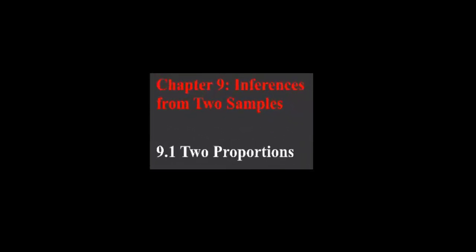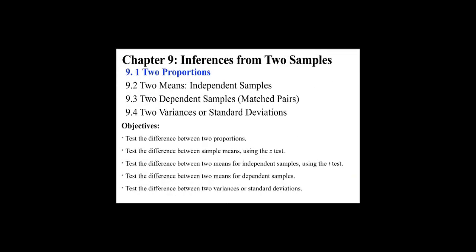We are looking at more inferences and more hypothesis testing, but this time we are looking at two samples. So we're going to start with two proportions. We're going to look at inferences from two samples. First, we start with two proportions, then we move on to two means, two dependent samples, matched pairs, and we finish it off with two variances or standard deviations.